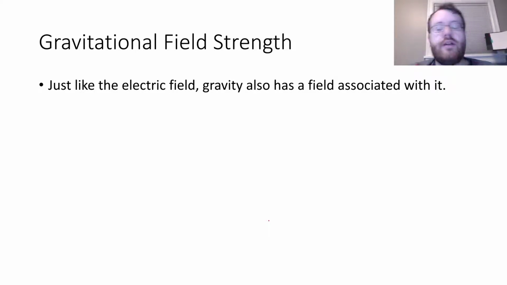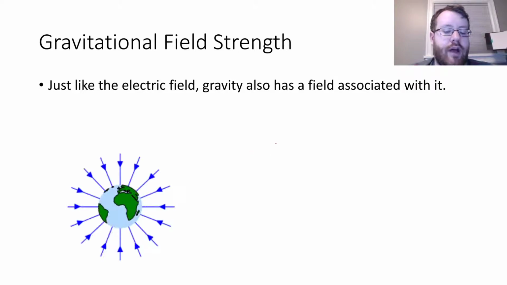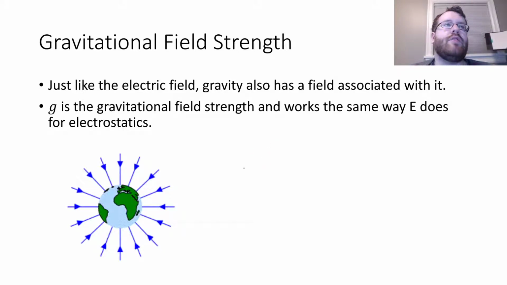So just like an electric field, gravity has a field associated with it, the gravitational field strength. And the value for the gravitational field strength is something that we've seen before, and that is g. So g is the gravitational field strength. Yes, that g, 9.81 meters per second squared on Earth, or another way of writing the units for it, 9.81 newtons per kilogram.